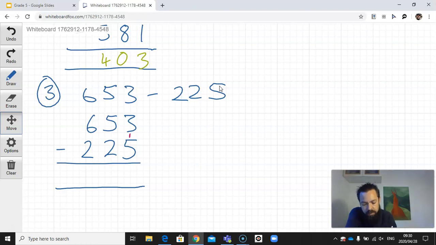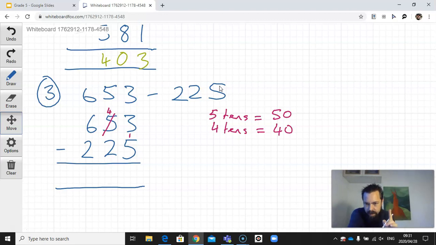So what I'm going to do is borrow from my neighbor in the tens. I'm going to cross this out and make it a 4. So that's 4 tens. And remember that 4 tens is 40, whereas 5 tens were 50. So what I've borrowed is 10. So when I put this 1 over here that I've borrowed from next door, it's actually a 10 that I've put there. And I now consider this number together to be a 13.